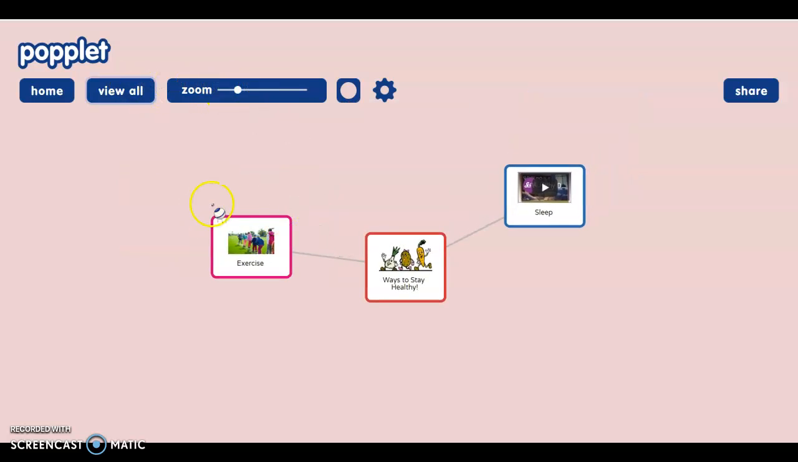And then that's where you would view all your information. And also you can zoom in and zoom out. So this is a great way that we're going to be using Popplet in our classroom to organize the information on how we have been keeping and learning about ways to stay healthy.